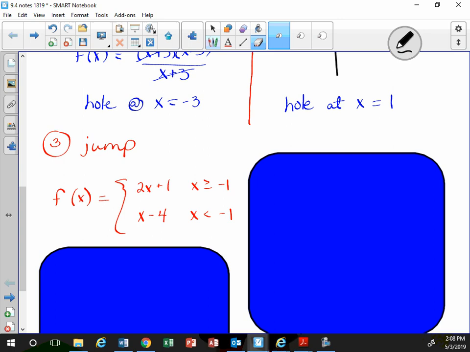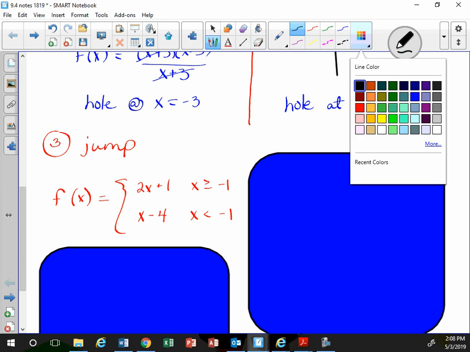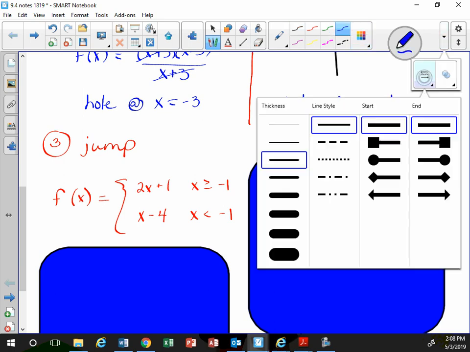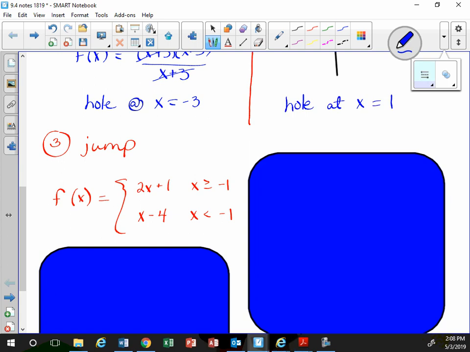So I know where I'm looking is when x equals -1. You guys okay with that? Because we see this. So all I have to do is plug a -1 into each equation. So 2 times -1 plus 1. What do I get? -1. Then -1 minus 4. What do I get?